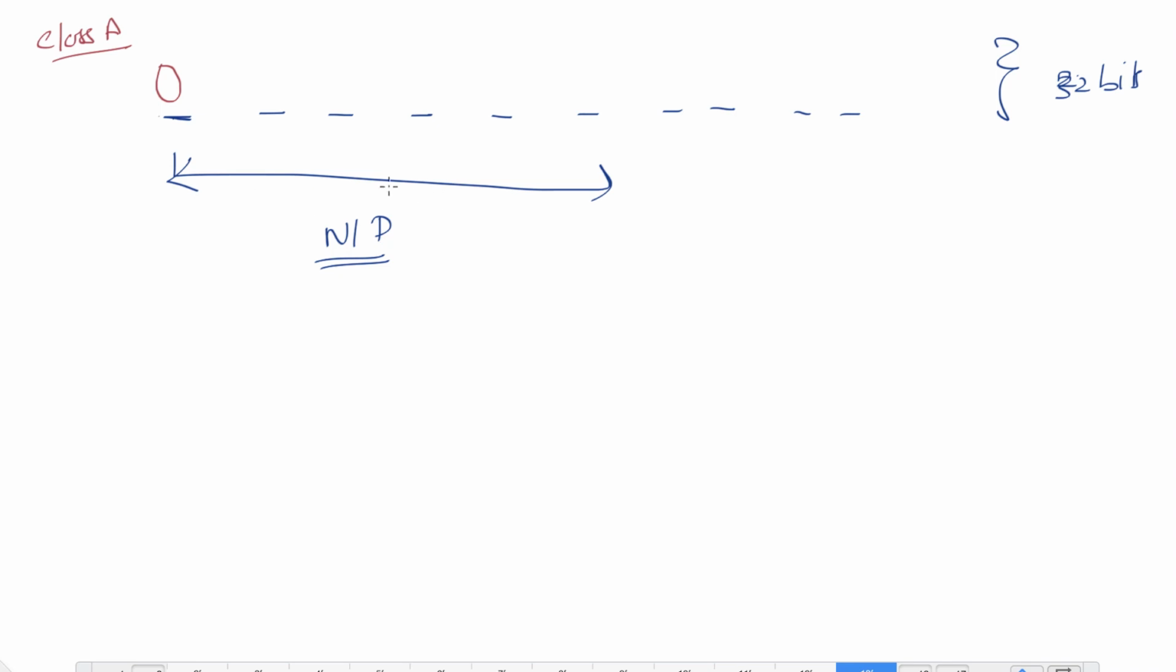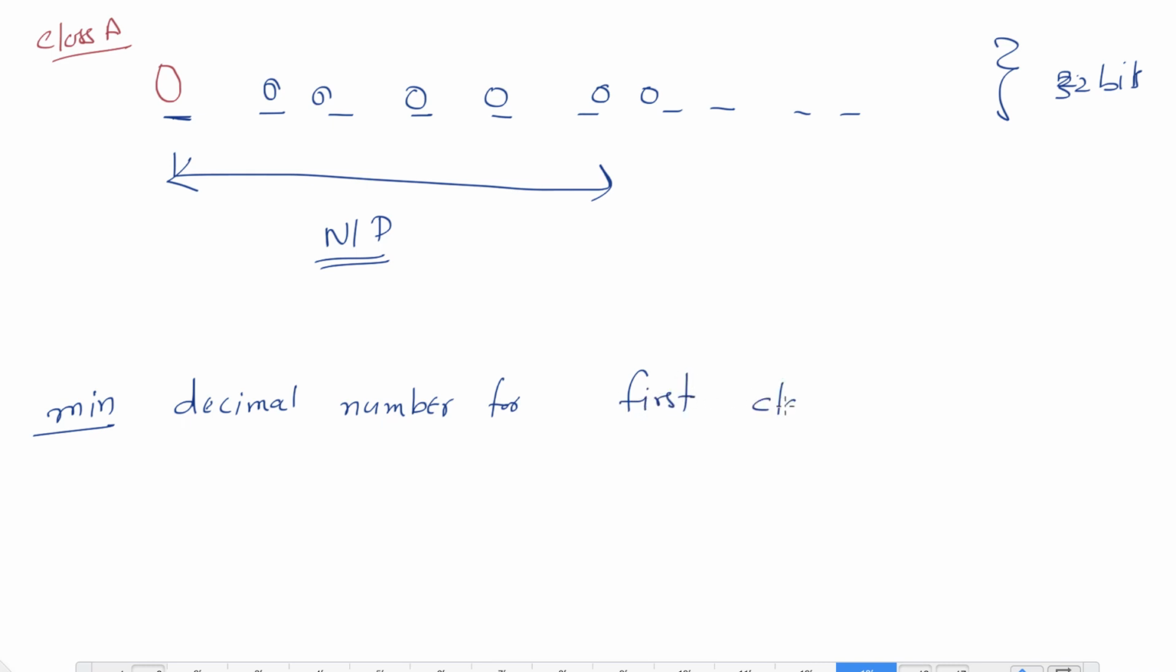So what will you say? See, 0 is fixed here. So what can you have as a minimum number? You must have zeros everywhere else, then only you will have the minimum, right? So what will be the minimum decimal number for the first byte in class A? If you look carefully, there is 0 here and everywhere else is 0. That's why the minimum number in the first byte of class A will be 0.